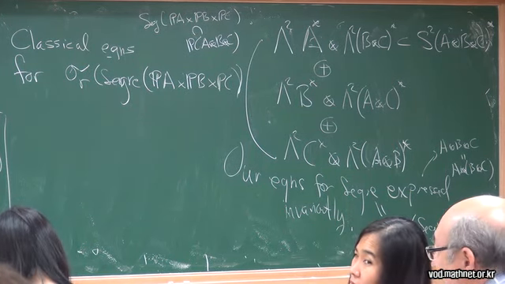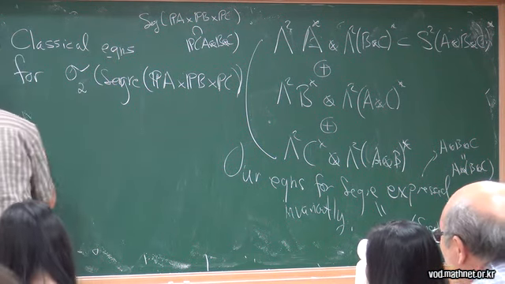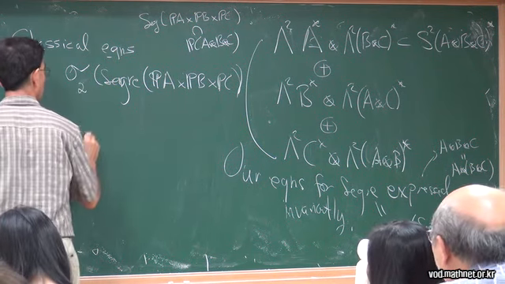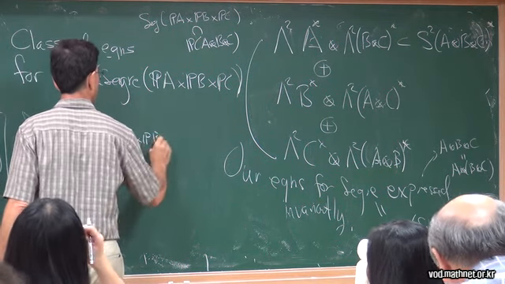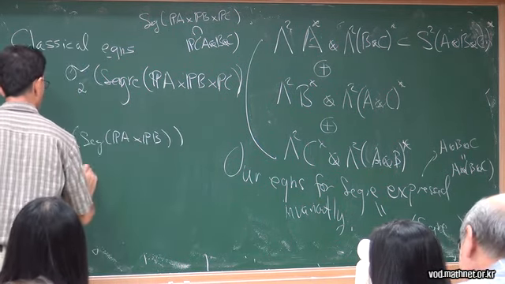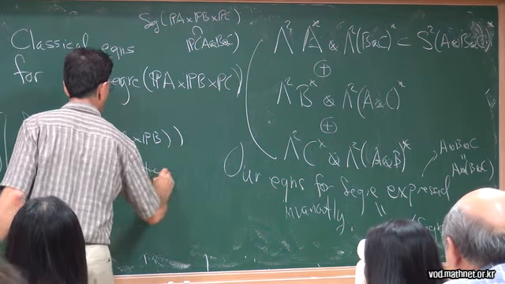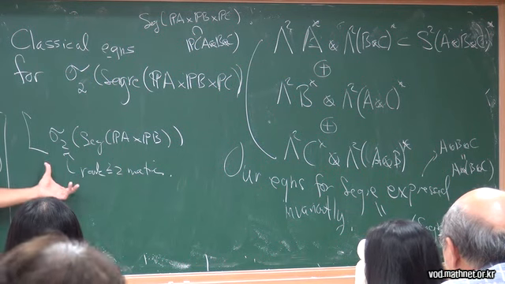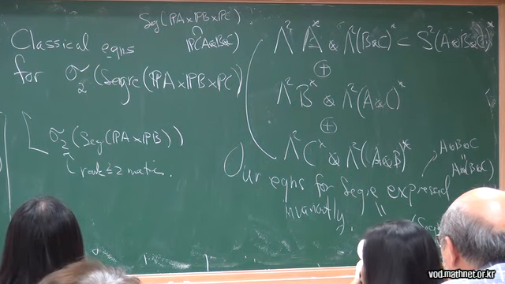Okay, let's start small. Let's try equations for sigma 2 of the Segre of PA cross PB. So this is the rank less than or equal to 2 matrices. What are the equations for rank less than or equal to 2? How do you tell if a matrix has rank at most 2?